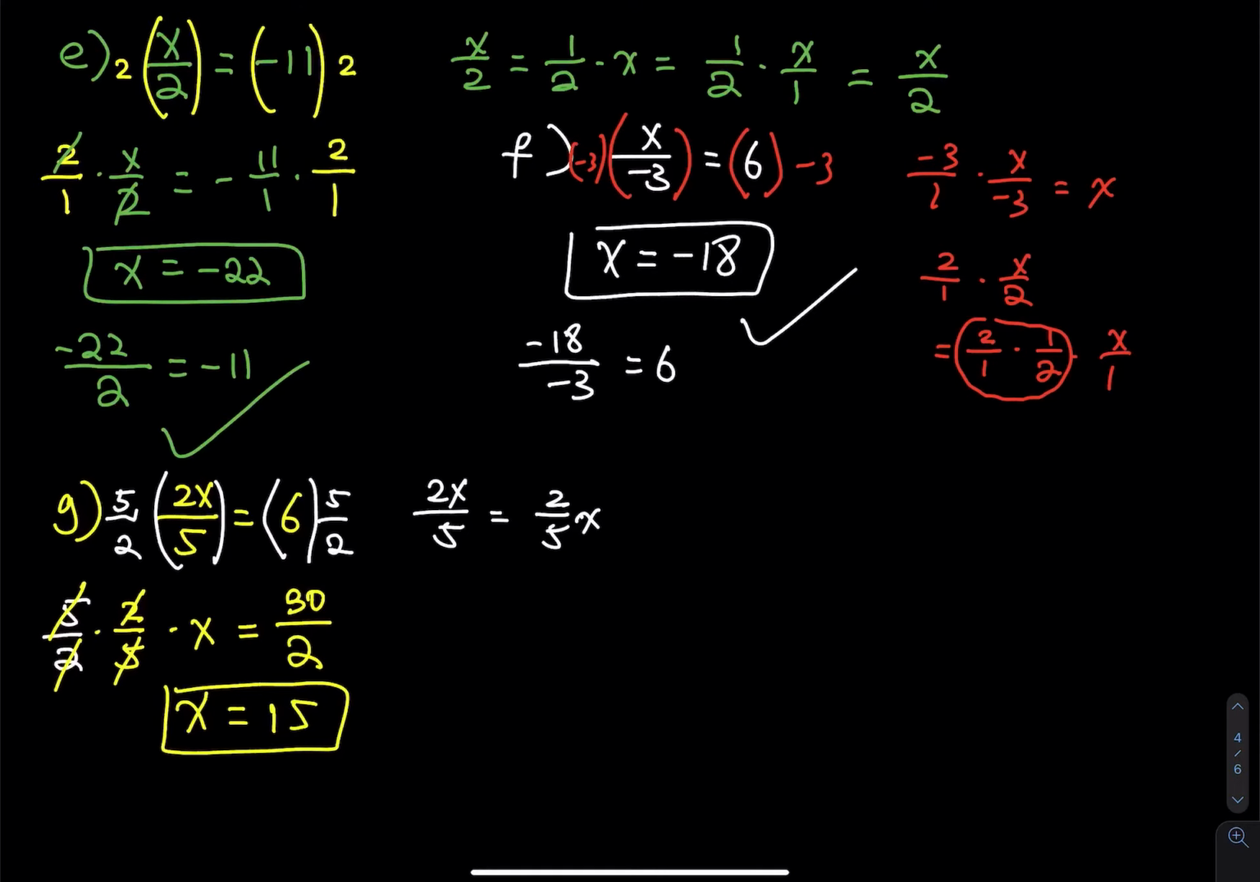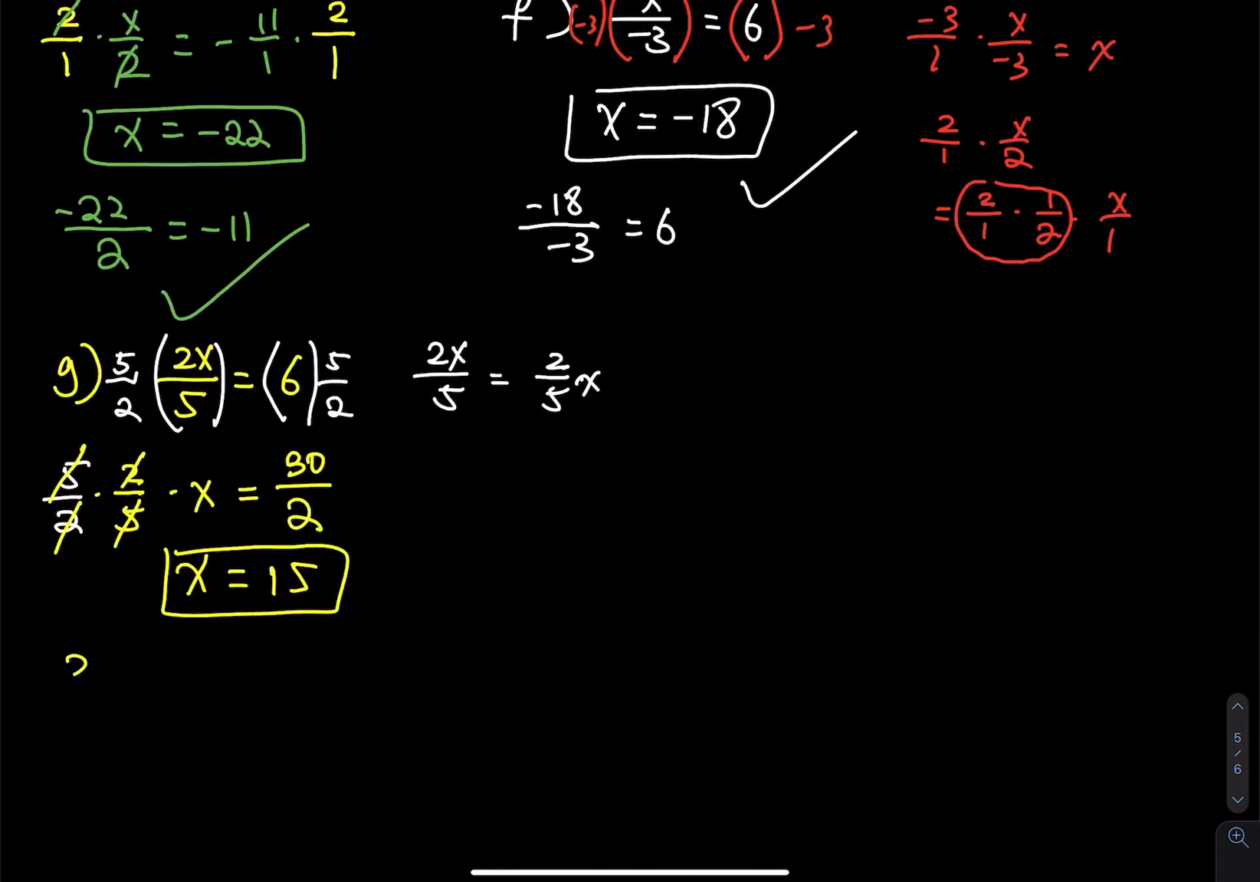How do I know this is right? So you have 2 times 15 divided by 5 equals 6. 30 divided by 5 equals 6. And then h.